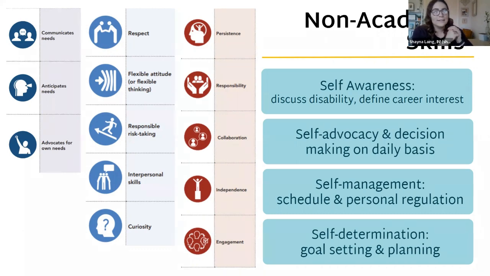their needs are. But at the college level, whether they go through inclusive higher education or just traditional disability services, students have to self-identify their diagnosis and their need for accommodations or modifications. And so it's really important for them to be able to articulate that, or have support in articulating that. And then also within self-awareness, allowing them to define their career interests.